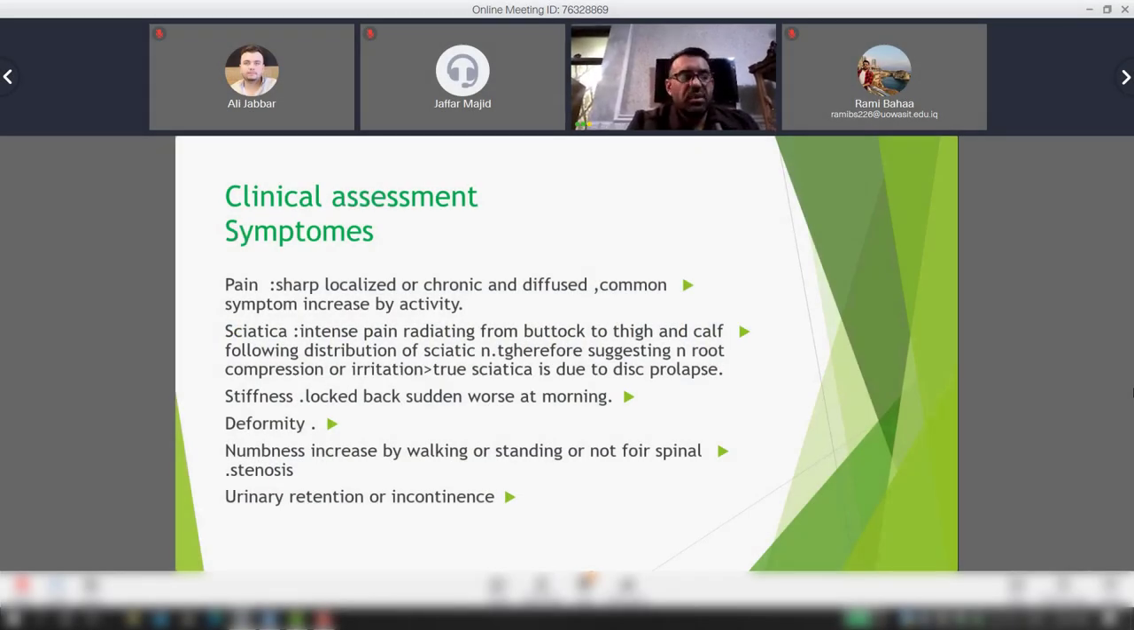Now we have a talk about back orthopedics. It started with how the patient presented to you. First of all, the most important symptom that brings the patient to you for seeking help is the pain.